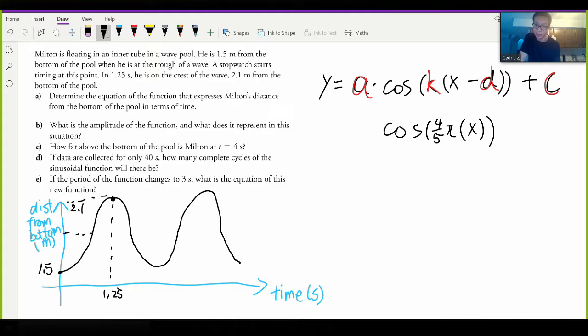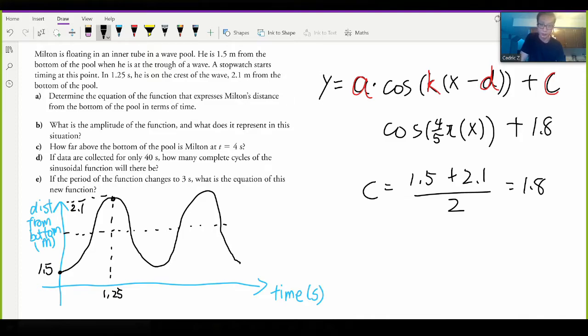It's this middle axis that cuts through the wave, right? So if the peak is at 2.1 and the trough is at 1.5, that means the c value must be halfway between the peak and the trough. So the trough is 1.5, the peak is 2.1, take the midpoint between the two, and that is equal to 1.8. So I know that my c value is 1.8.